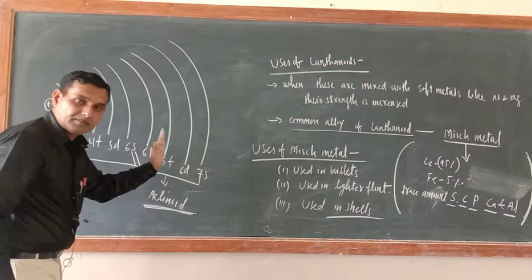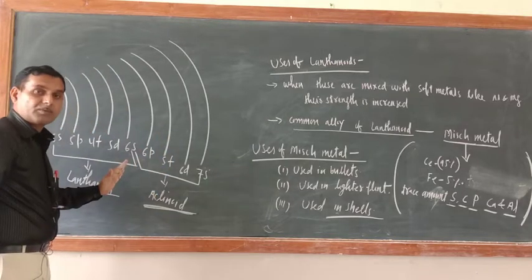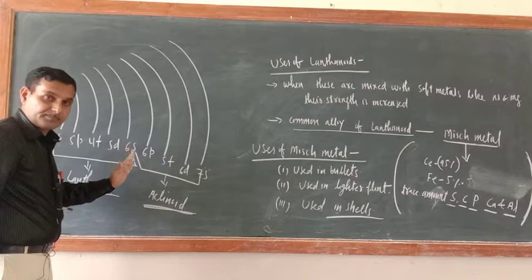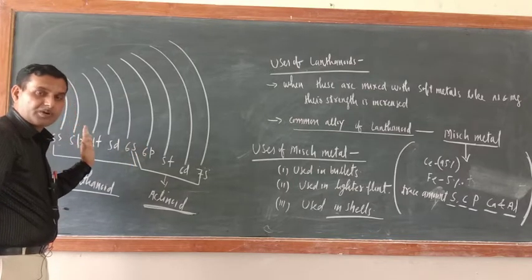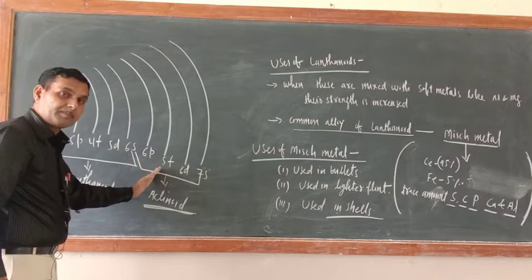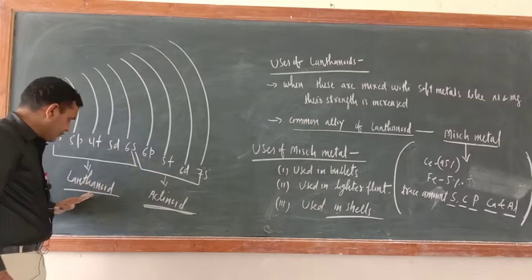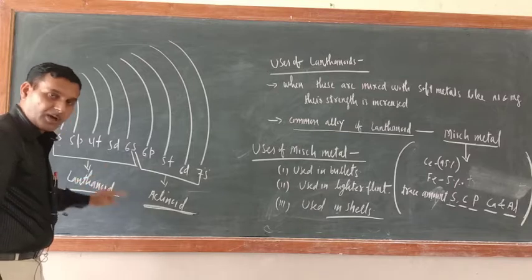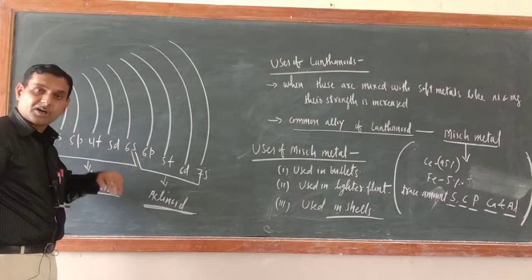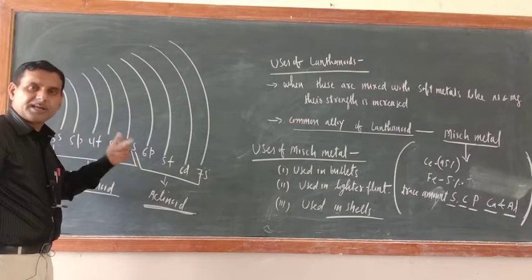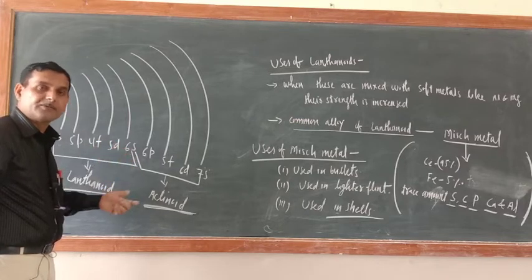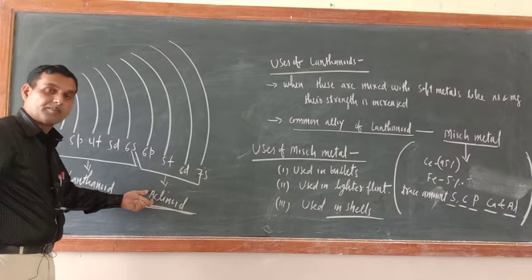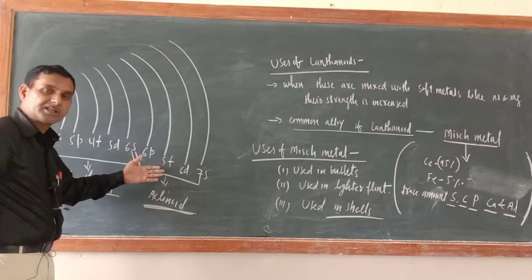Actinoids are away from the nucleus, so they will not be attracted toward the nucleus. So their ionization enthalpy will be less as compared to the lanthanides. Now ionization enthalpy has a direct impact on reactivity. So out of the lanthanides and actinides, which will be more reactive? Of course, the actinides will be more reactive because their ionization enthalpy is less.